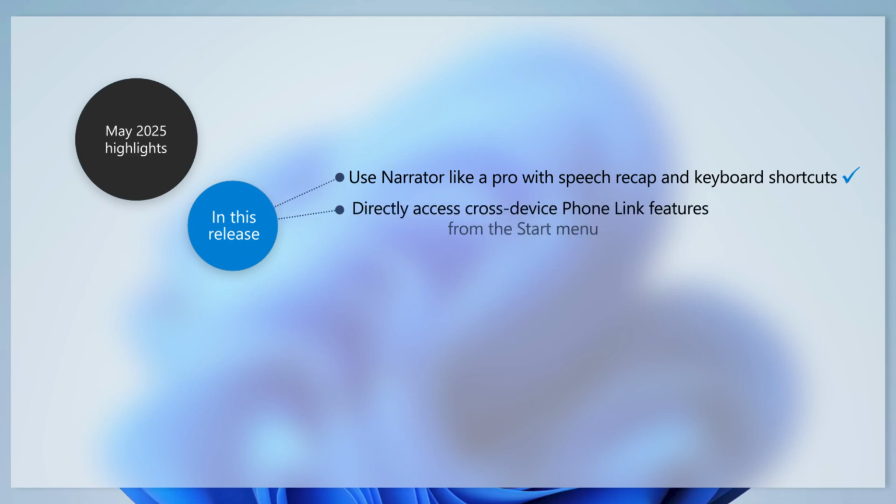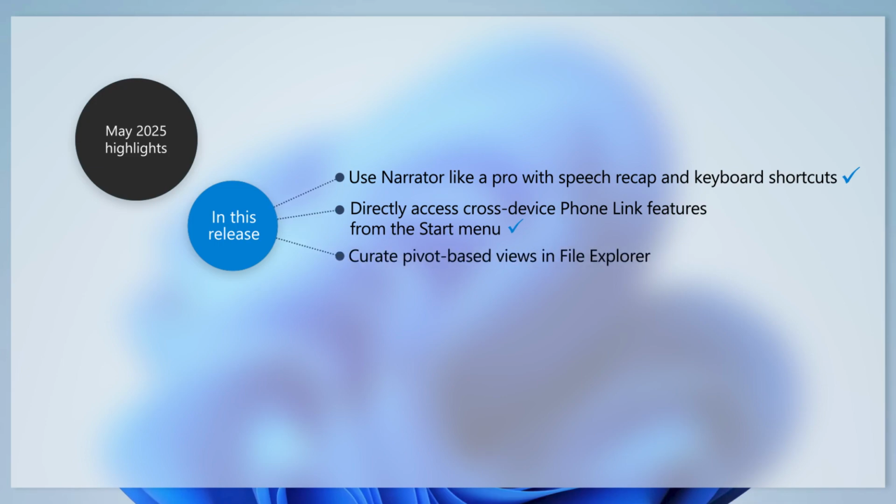When you access Phone Link from the Start menu, you can now easily make phone calls, send SMS messages, access photos, and share content between your mobile device and PC. Need to quickly find M365 files? No problem. Try pivot-based curated views in File Explorer.